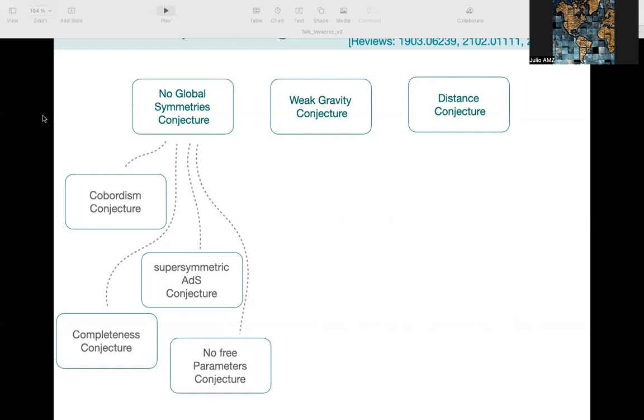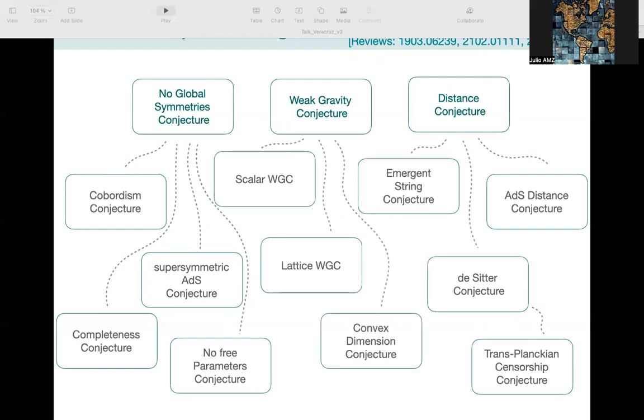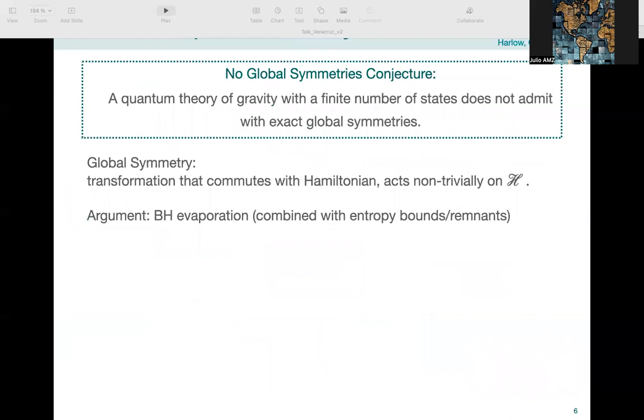So we have this no global symmetries conjecture, and I will also discuss the Cobern-Dyson conjecture if I have time. There is the distance conjecture, and this is very much related with all these conjectures that have to do with the type of vacua that are allowed. And we have the weak gravity conjecture, which unfortunately I will not discuss so much apart from the main conjecture. But at the end of the talk, I will try to give an overview of what this web we are seeing here is all about. So let me start with the no global symmetries conjecture.